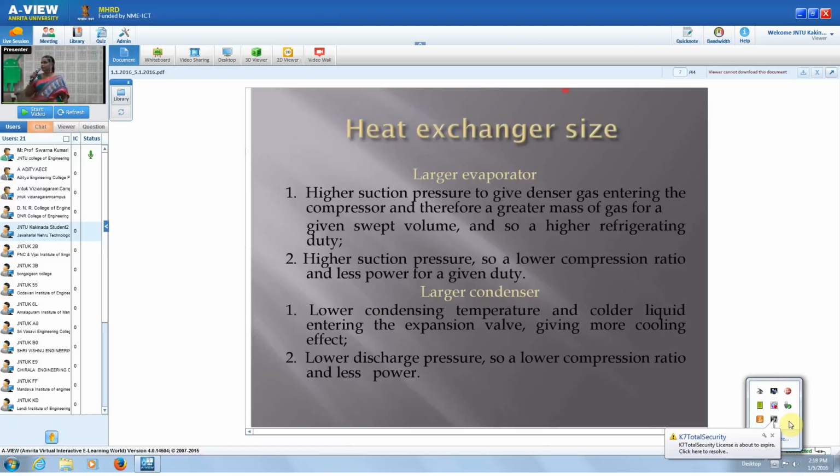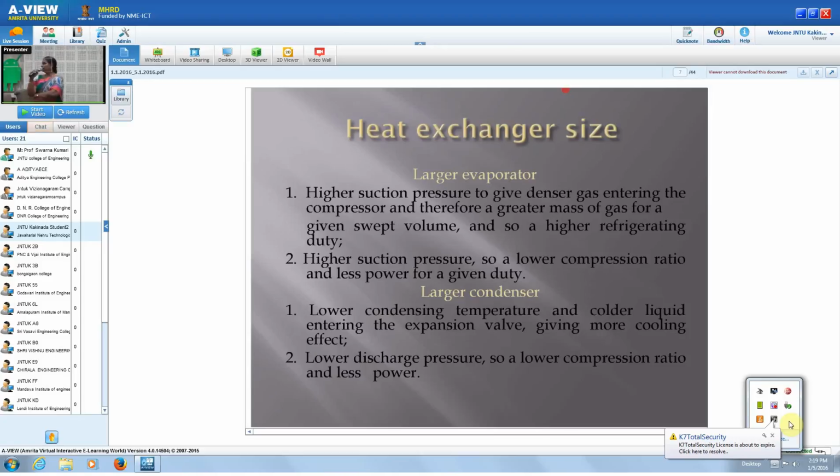Then heat exchangers, we have already seen. The two heat exchangers used in the vapor compression cycle are the condenser and the evaporator. So when a larger evaporator is required, when a larger condenser is required, the size of the evaporator and the size of the condenser are also very important for the design of the vapor compression refrigeration system. Higher suction pressure gives denser gas entering the compressor and a greater mass of gas for a given swept volume, so higher refrigeration duty here.